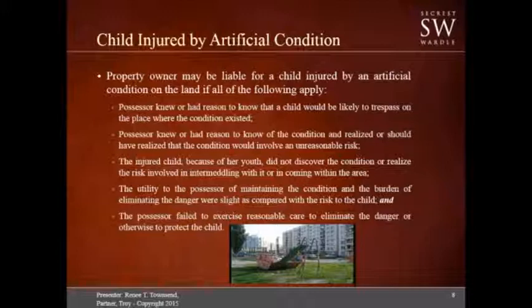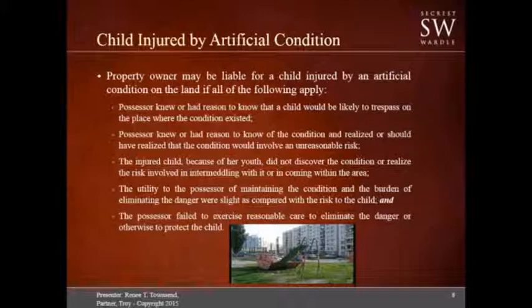So, number 1, that the possessor knew or had reason to know that a child would likely trespass in this area. Well, we said that this is a route commonly known to be used by elementary school children to get to school. So that satisfies number 1. Number 2, that the possessor knew of the condition or should realize that it had an unreasonable risk. I think just by looking at this condition, you can see that this involves an unreasonable risk of harm with the missing steps, kind of crickety slide going right into a dumpster. Number 3, that the injured child, because of her youth, did not realize the risk involved in coming into the area. So we're talking about elementary school kids.